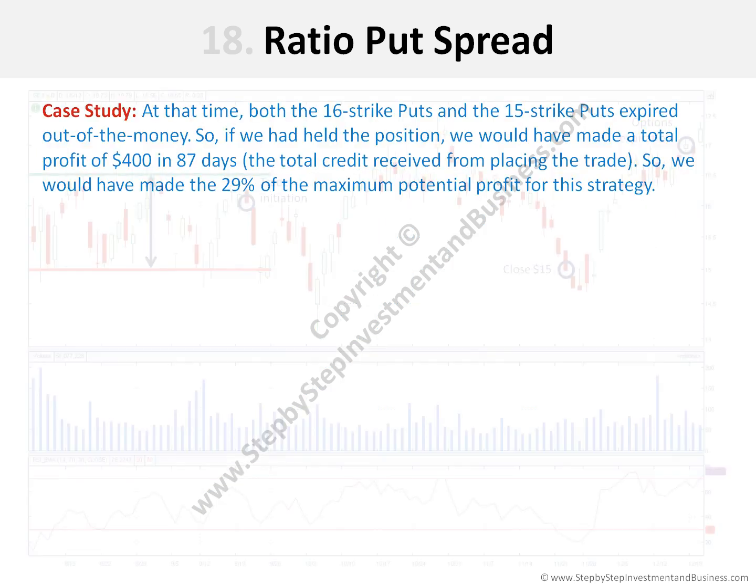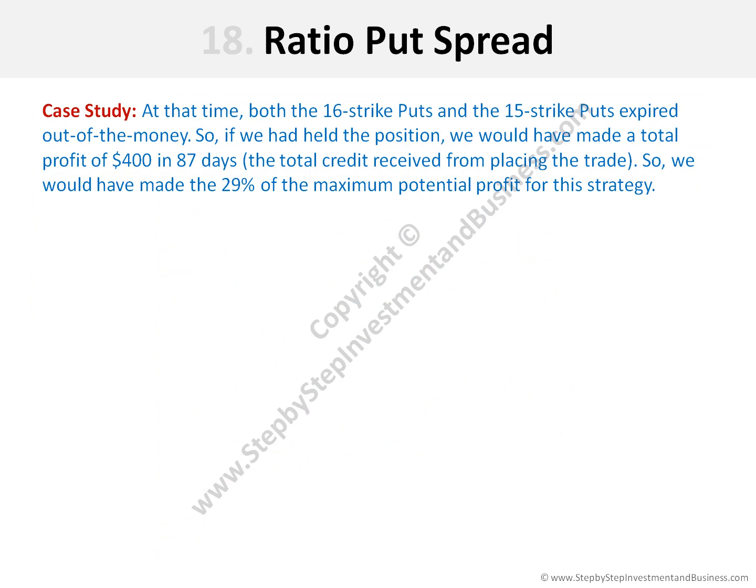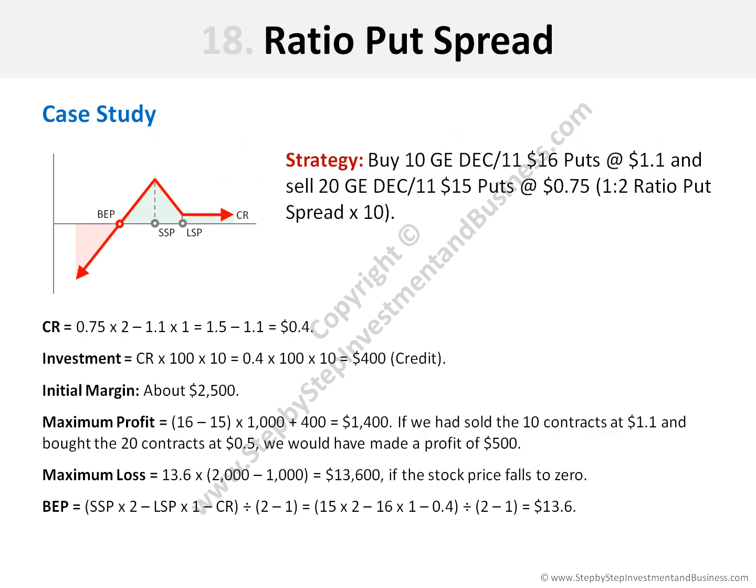At that time, both the 16 strike puts and the 15 strike puts expired out of the money. So, if we had held the position, we would have made a total profit of $400 in 87 days. That is, the total credit received from placing the trade. So we would have made 29% of the maximum potential profit for this strategy. Here we can see the numbers of our example.